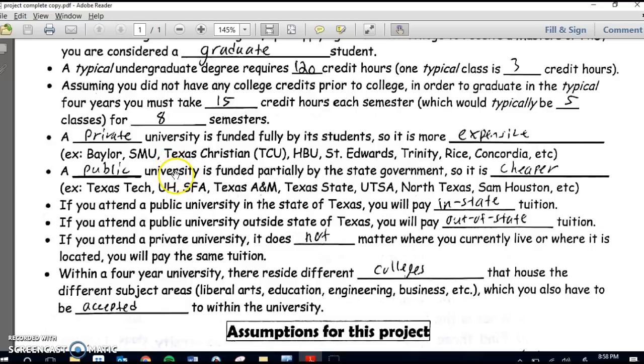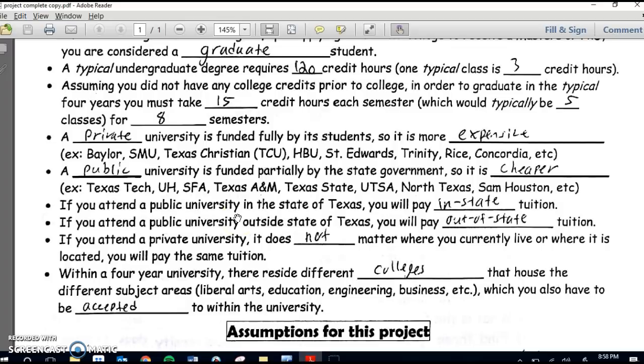The 2 different types of universities are private and public. Private universities are fully funded by the student, so it's a lot more expensive. Those are like Baylor, TCU, those types of colleges. Then there are public universities. Public universities are funded partially by the state government, so they're a little bit cheaper.